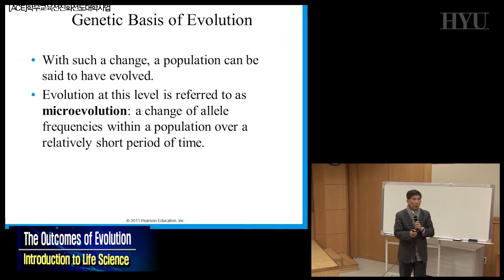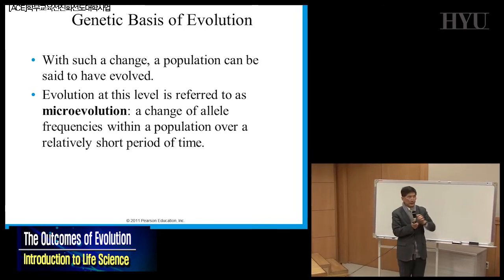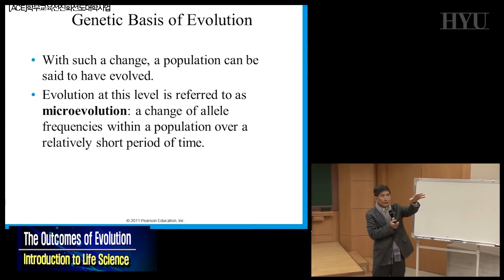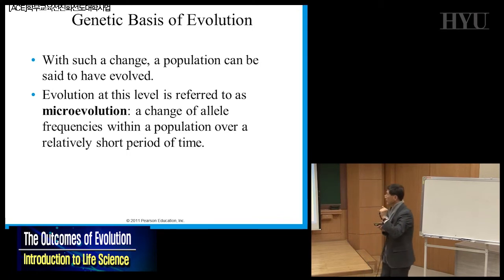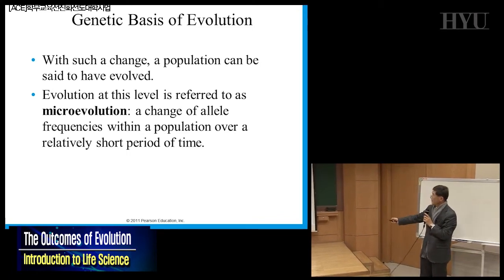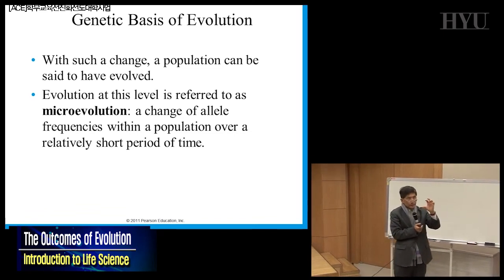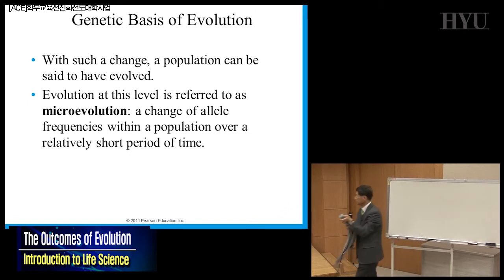Okay. So with such a change, a population can be said to have evolved. In other words, the population is evolving means the frequency of alleles is changing, okay? So evolution at this level is called microevolution. So we can look at the genetic level, then it's microevolution. A change of allele frequency within the population over a relatively short period of time.